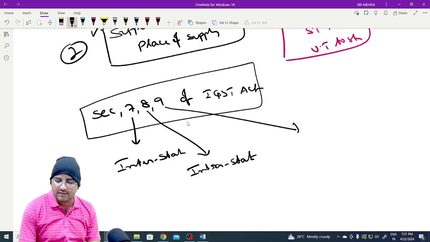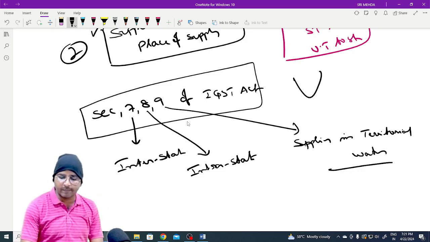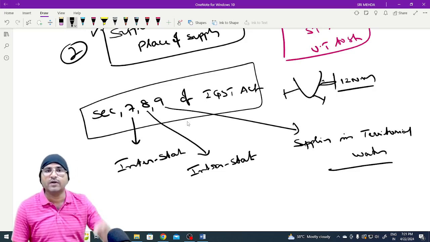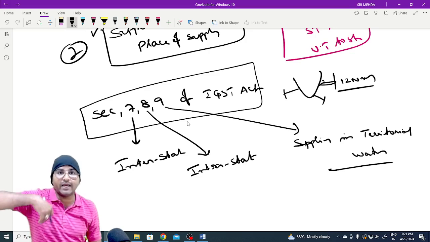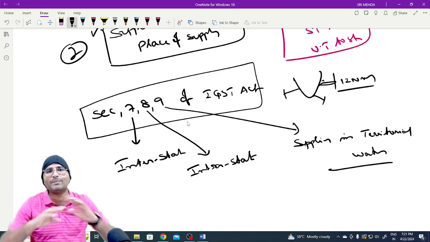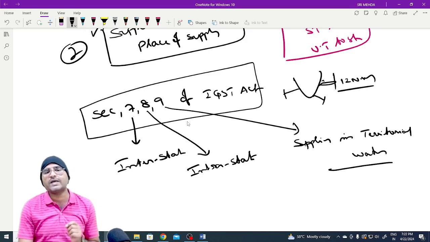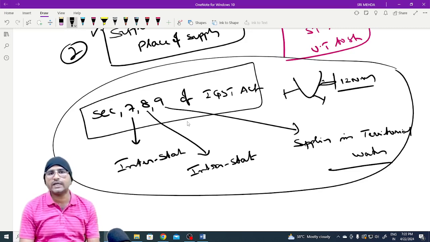And next, section 9 concerns supplies in territorial water. As you know, territorial water extends up to 12 nautical miles from the baseline. These waters are territorial waters. Where a person makes supply from the territorial water, or makes supplies into the territorial water, what could be the place of supply, right? So the interstate, intrastate and supplies from territorial water, all those things we are going to discuss in this chapter. That is the first part.